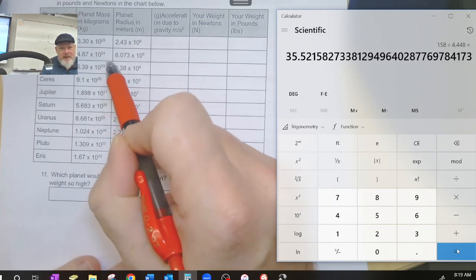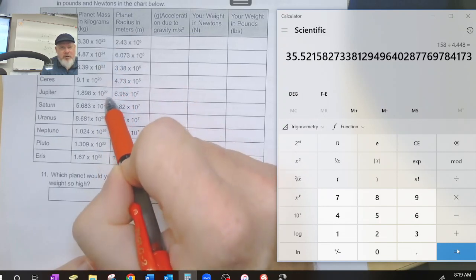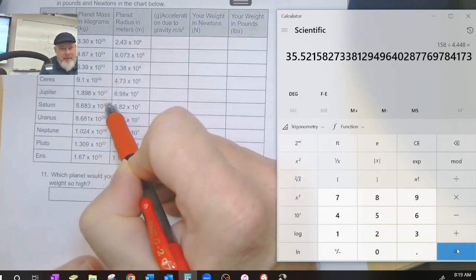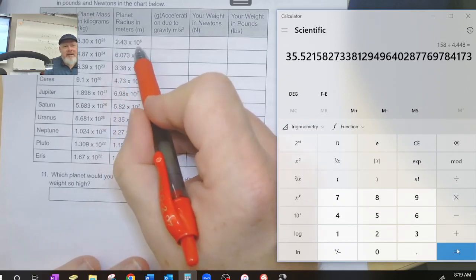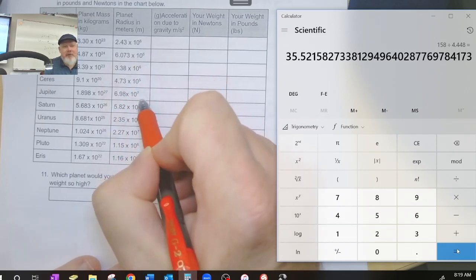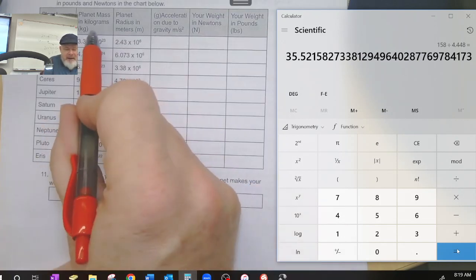It's so much bigger that we're only going to move the decimal point over 23 spaces here. Jupiter, we have to move 27 places over. So yes, Jupiter has a much larger mass. And you can also see that this goes to 10 to the 6 versus Jupiter, which is 10 to the 7. That's a whole power of 10 higher difference between the two. Okay, so there's your planet mass.